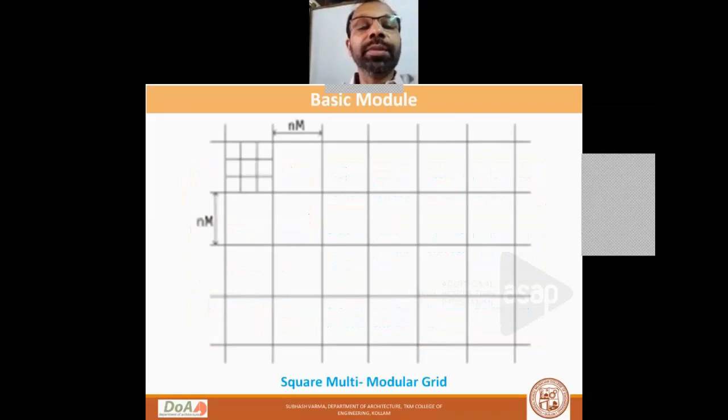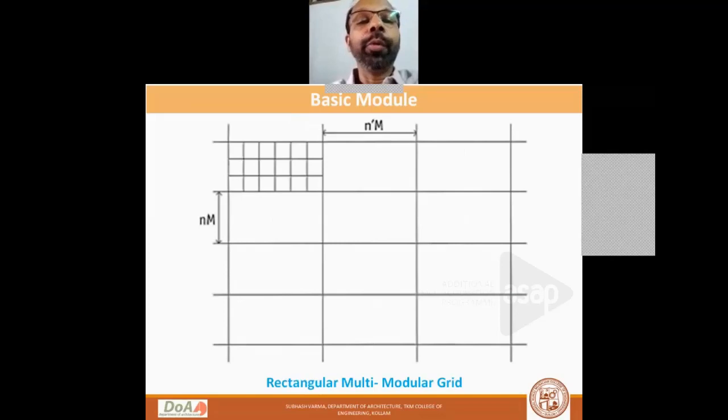Yeah, this picture is a square multi-modular grid. Along the vertical direction, you have nM as the multi-module. Along the horizontal direction also, you have the same nM as a multi-module. So the module is divided into 9 smaller units or basic modules.